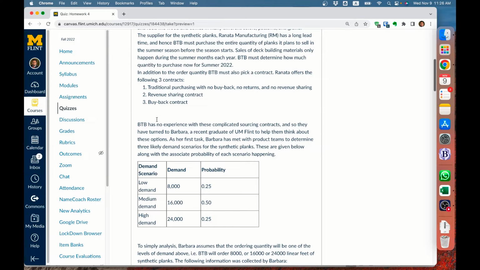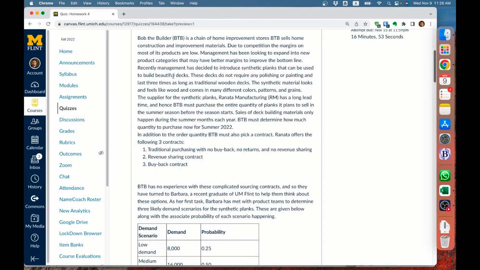on the demand. So for this company, Bob the Builder, which is a retailer, what are they doing? They are selling, or they're planning to sell, synthetic planks that people can use to build beautiful decks. They can get the synthetic planks from the manufacturer called Renata Manufacturing, and they have to decide how much to order before the selling season, because the lead time is long, and then during the selling season they sell those planks, because a lot of people build and use decks in summer. That is our selling season.